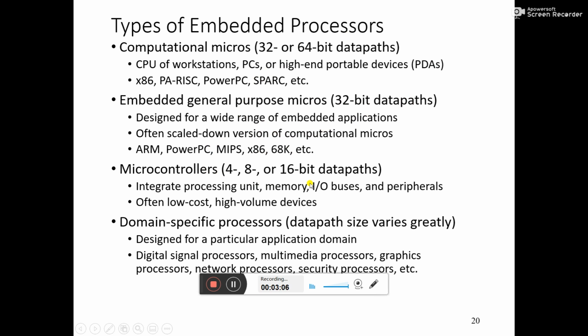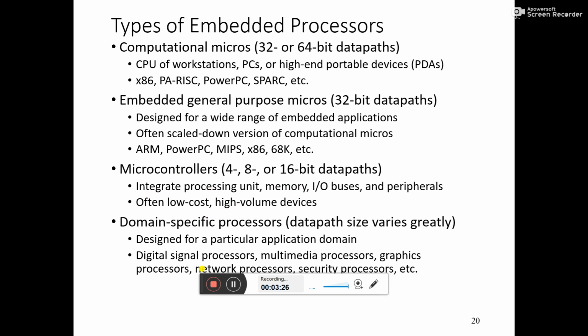Some small microcontrollers are also used, with 4-bit, 8-bit and 16-bit data paths, and they integrate the microprocessing unit with memories, input-output buses and peripherals. Often low cost and high volume devices are used with these microcontrollers.